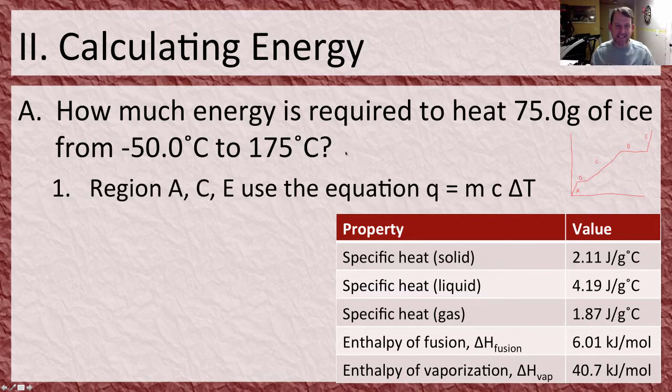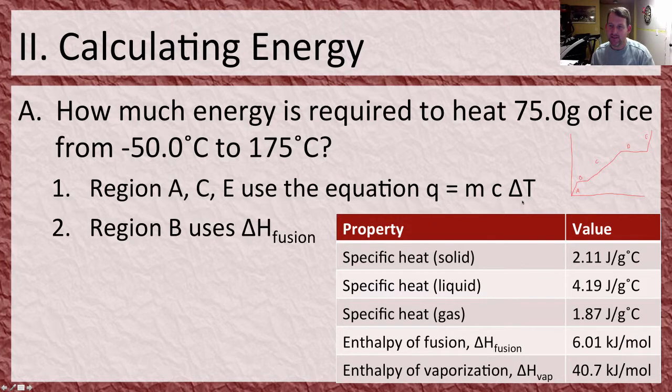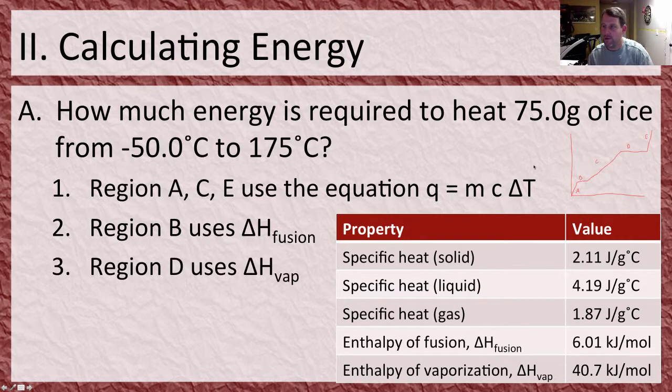Regions A, C, and E are going to use this old equation that we've used before, Q equals mc delta T. Q is the amount of heat energy required, m is the mass of the sample, c is the specific heat in that region, and delta T is the temperature change during that region. Then for region B, we're going to use the delta H of fusion, so we have to figure out how much energy it takes to go across this region. And then up here, we're going to use the enthalpy of vaporization and figure the energy going across this region.